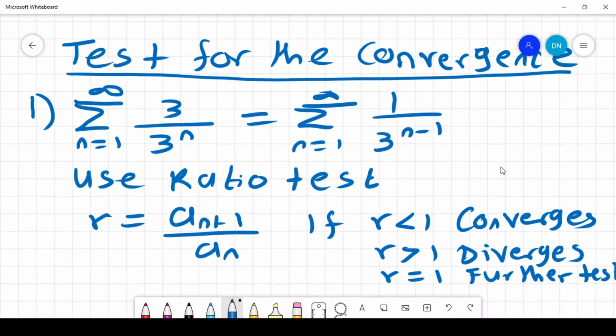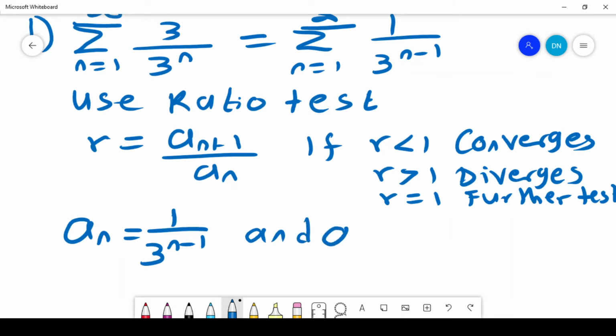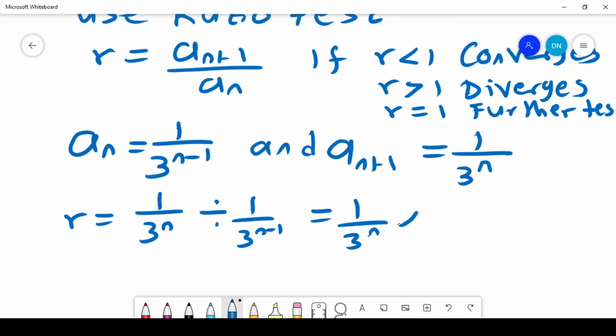Based on that information, we want to single out our a_n. From the equation, our a_n is equal to 1 over 3 to the n minus 1. And then it automatically means our a_(n+1) will be 1 over 3 raised to n. Therefore we can now get the ratio, which is our R, and see if the series we are testing for convergence converges. So our R will be 1 over 3 raised to power n divided by 1 over 3 raised to power n minus 1, which is 1 over 3 raised to power n times 3 raised to power n minus 1.